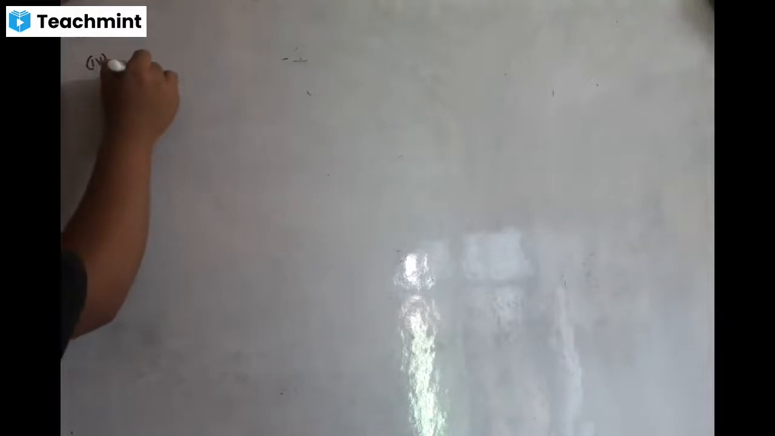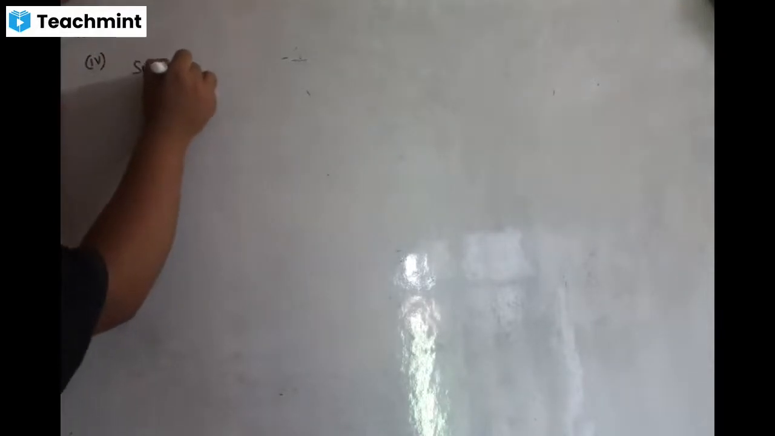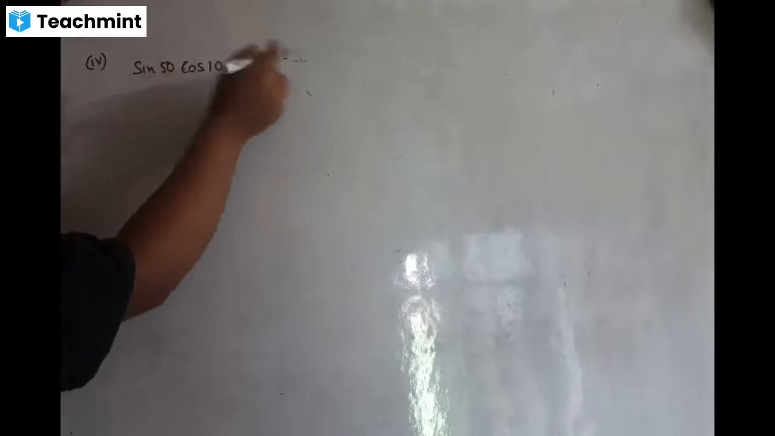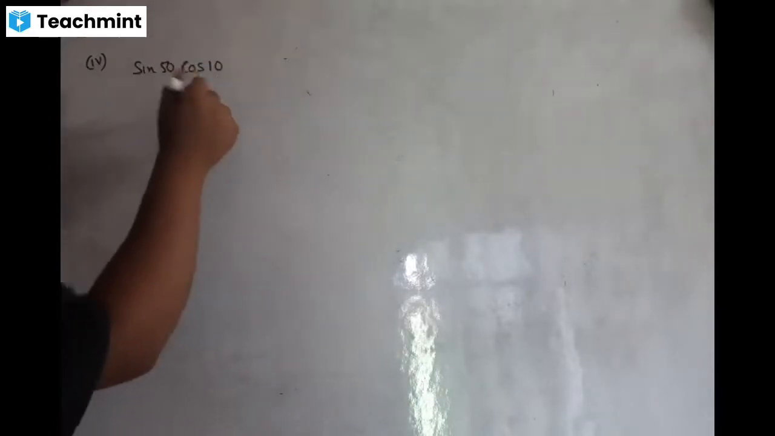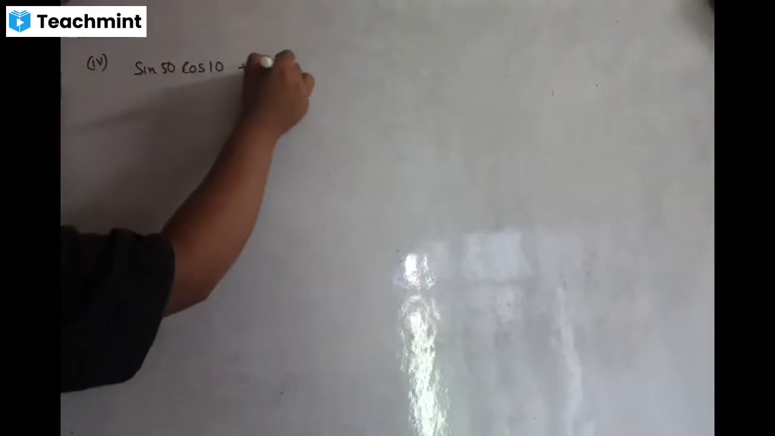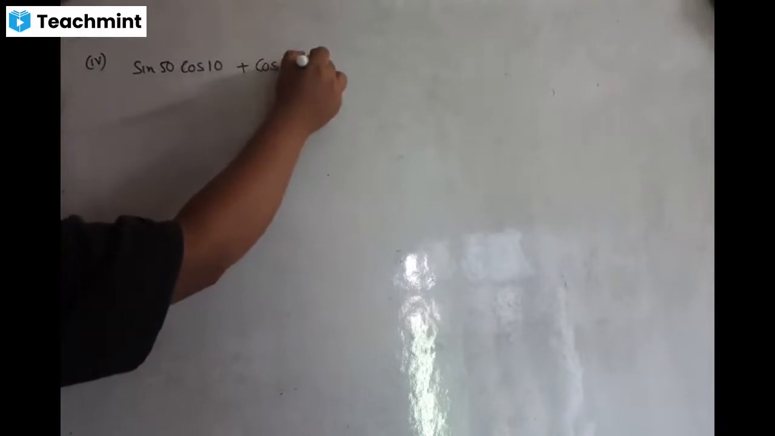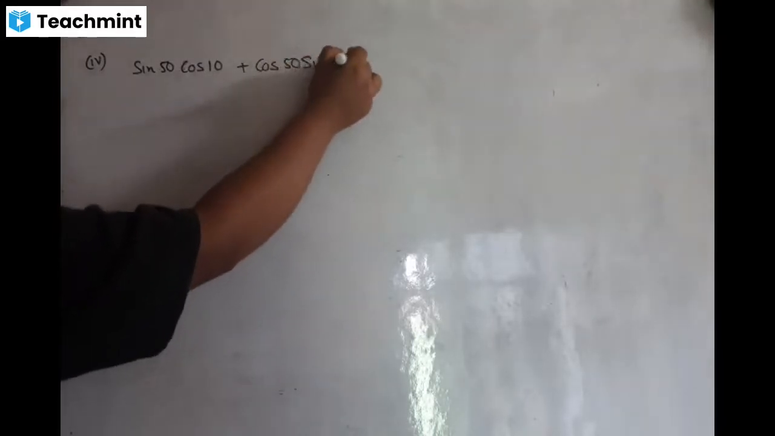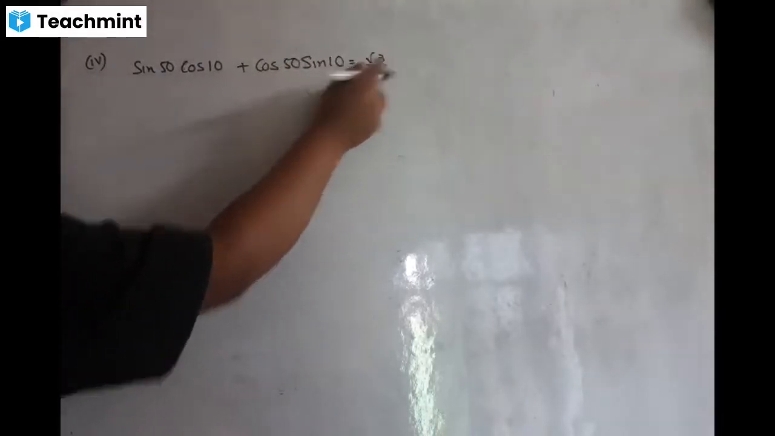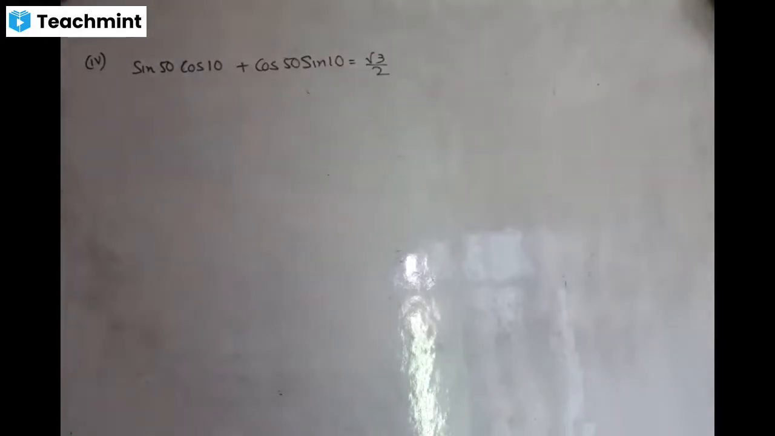Prove that sine 50 degree into cos 10 plus cos 50 into sine 10 is equal to root 3 by 2. This is what you're supposed to prove.